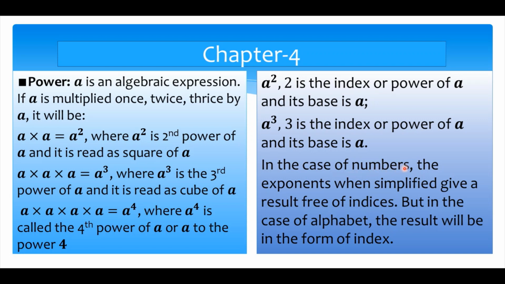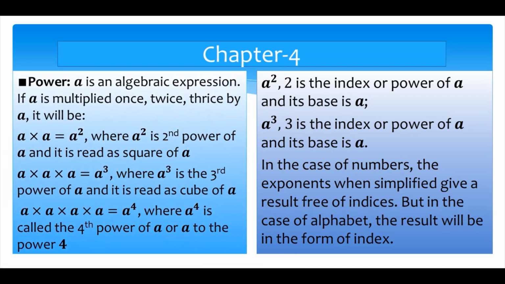In the case of numbers, the exponents when simplified give a result free of indices, but in the case of alphabets the result will be in the form of index. That means in the case of alphabets the result will be in the form of index all the time, but in the case of numbers, when we simplify, the result is free of indices, that is, free of power.